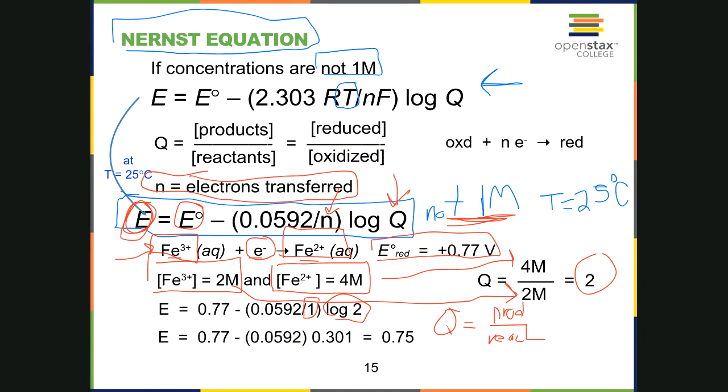So now we've got the 0.0592 divided by 1, so it doesn't change. And then when we take the log of 2, we get 0.301. So it's getting fairly easy. We're going to take the 0.0592, multiply it times the 0.301, and then combine that with the standard potential, the 0.77. And your result then is 0.75.